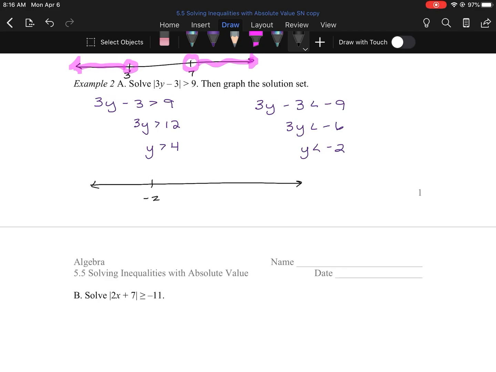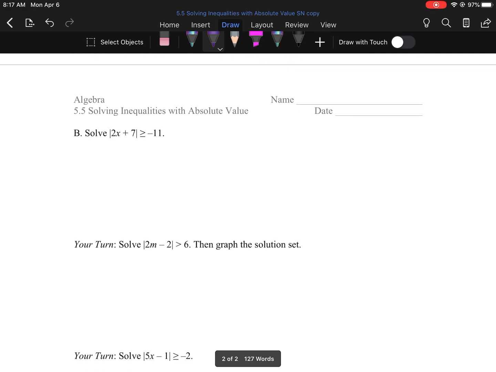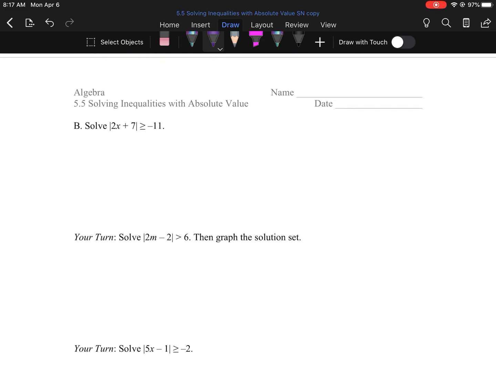Now we have to graph this. So we have -2 and 4, y less than -2, so open circle, shaded to the left, open circle at 4, shaded to the right. Perfect. So it was greater than. So let's go and write that note. So greater than and greater than or equal to is typically or, which that graph follows, or.